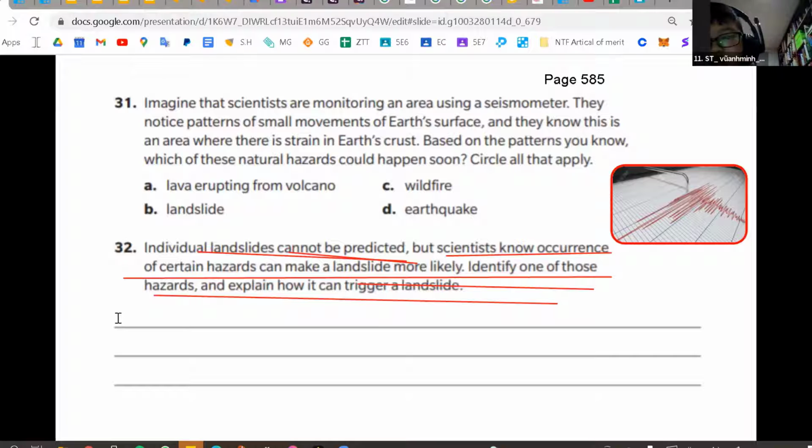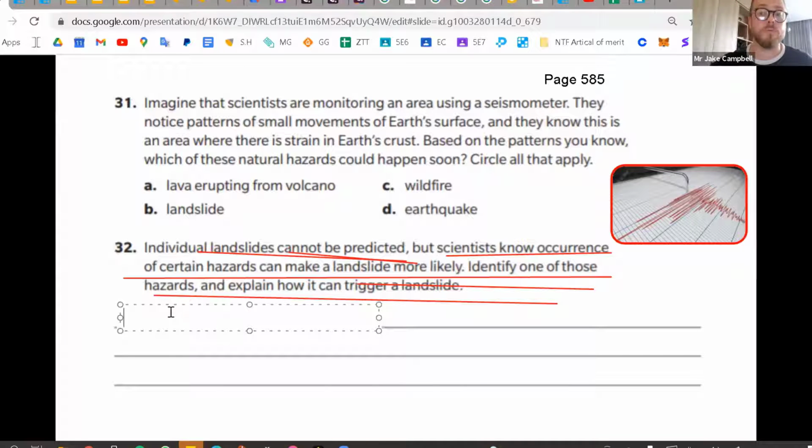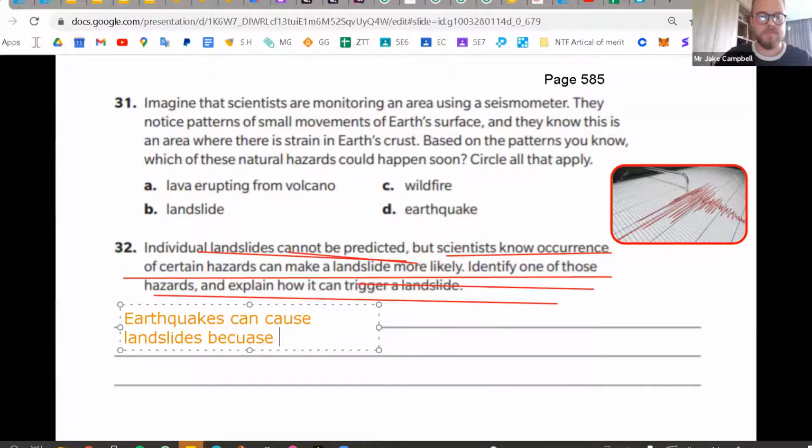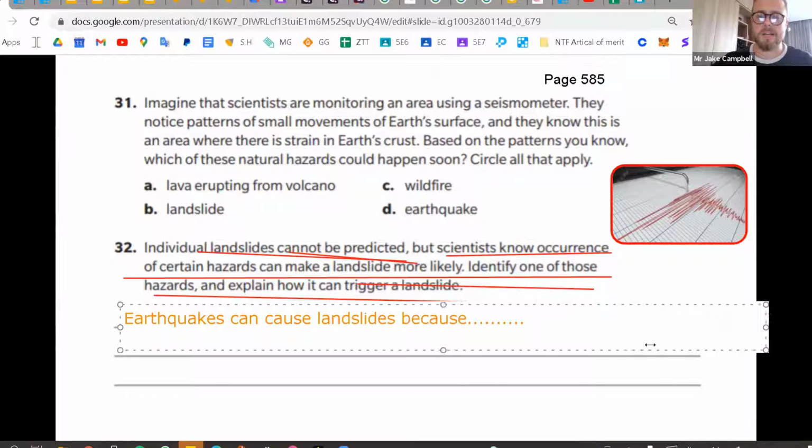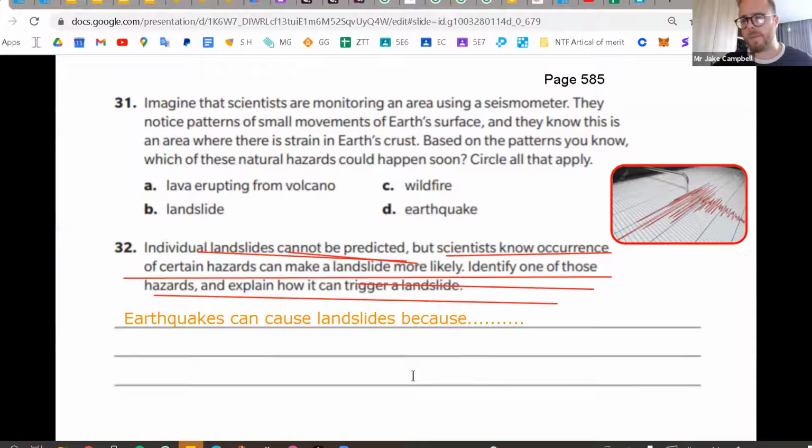I'm going to give you the start of the sentence. We all should write what I'm writing, and then you're going to explain how they cause landslides. So I'm going to start like this: Earthquakes can cause landslides because... It's up to you, class, to finish this sentence. Explain to me how exactly the landslides are caused by earthquakes. I'm going to give you about a minute or two to do this, and then we'll discuss the answers.